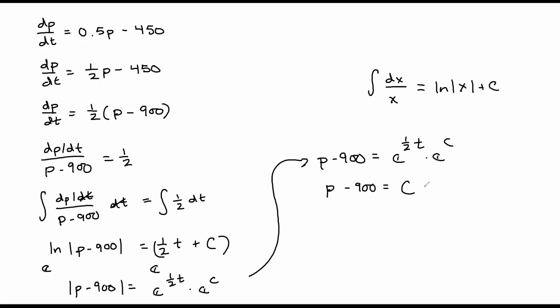All right, so I'm just going to turn this into this instead. So this is replaced with just a big C out front. And then I can move the 900 over. And what we have is a solution, a function, right? This is a function where I could plug in t values and it would generate solutions.